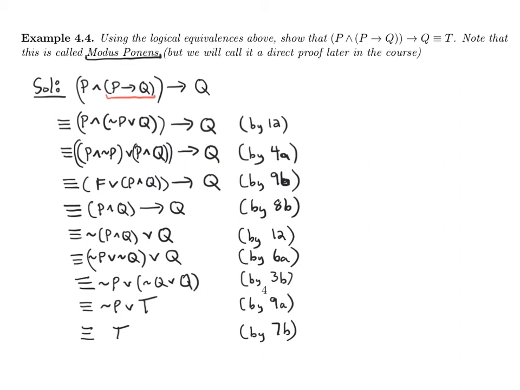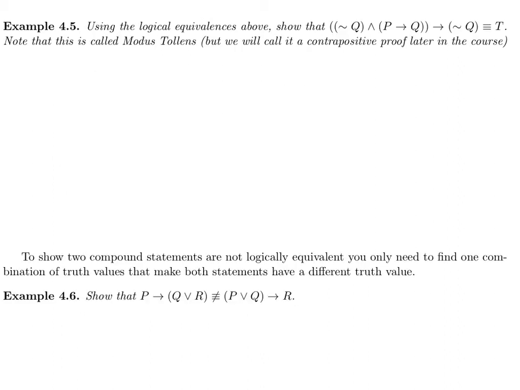Let's do a couple more examples on the next slide. Let's do this next one here, and I think it's instructive if you guys try it before we do it together. It's not going to be very different from the previous one. In fact, you can see that it's very similar. So we have something and an implication implies something is equivalent to a tautology. So again, in logic, that's called modus tollens.